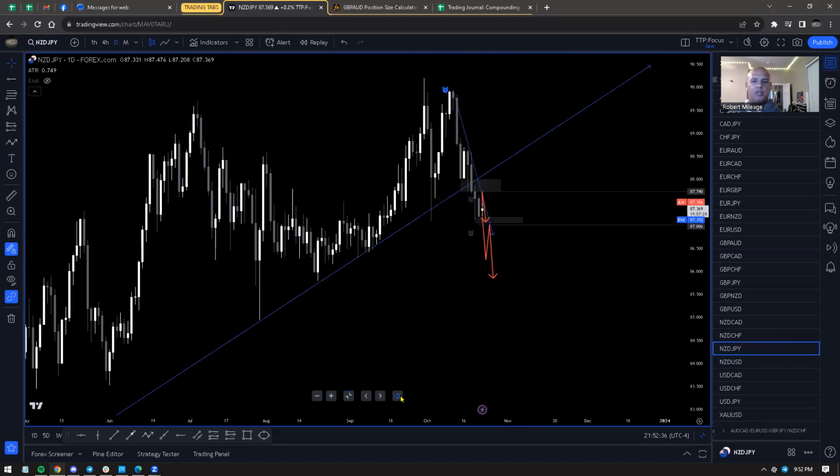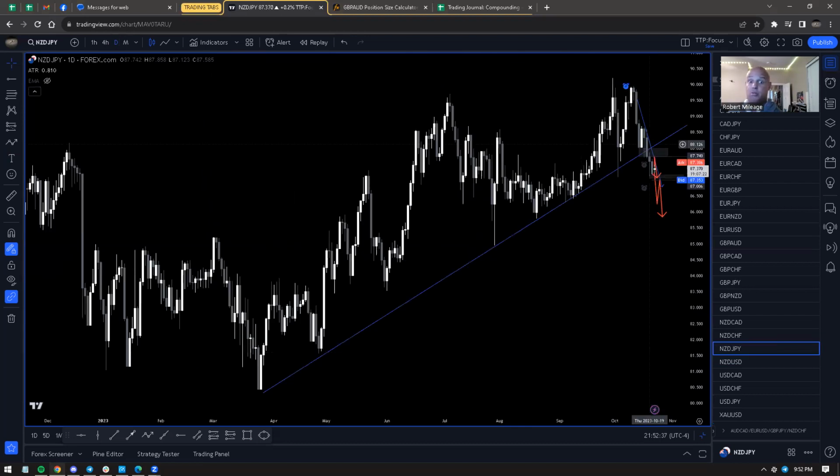NZD-JPY was going up enough that it was respecting this, but now we've broken through it. Okay, what does that look like now? Well, I have no idea.